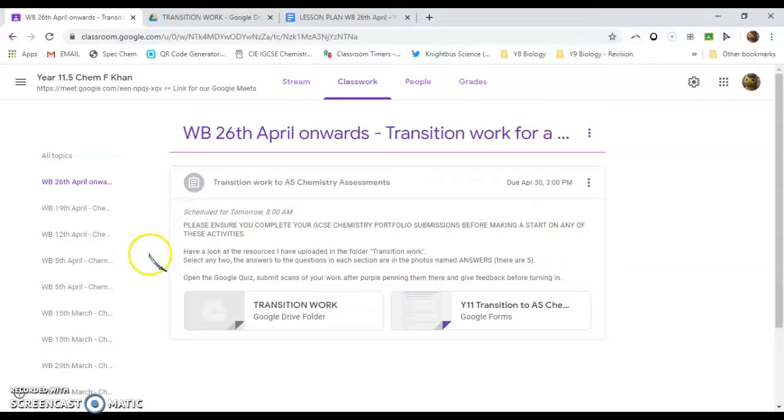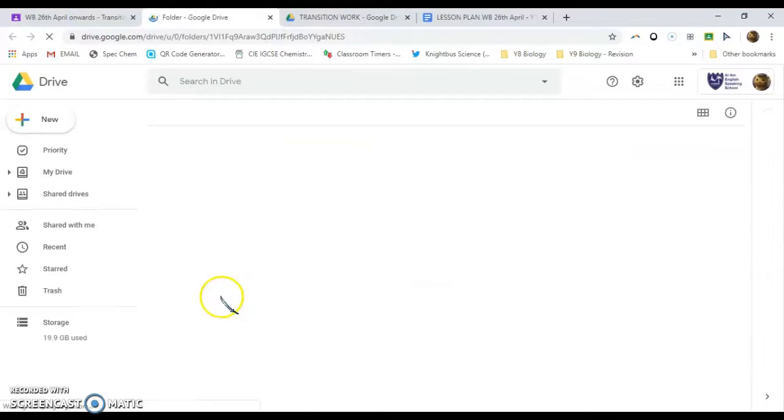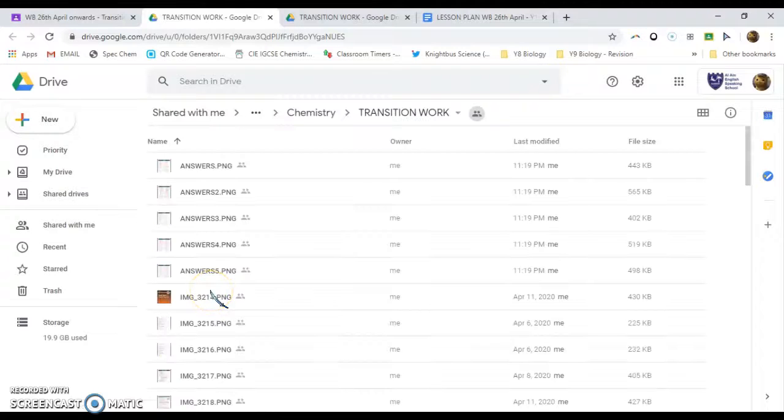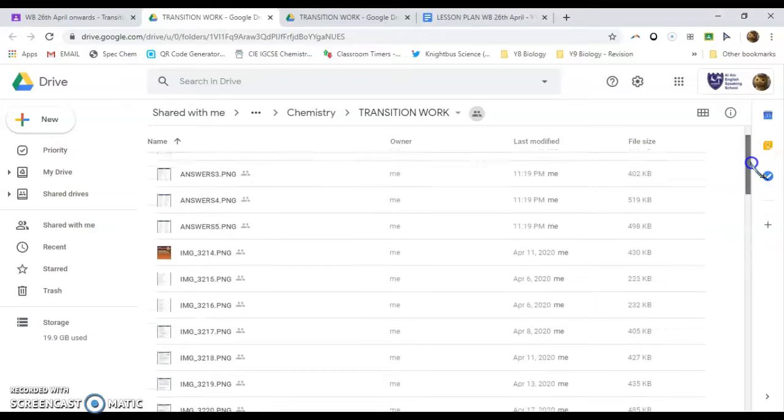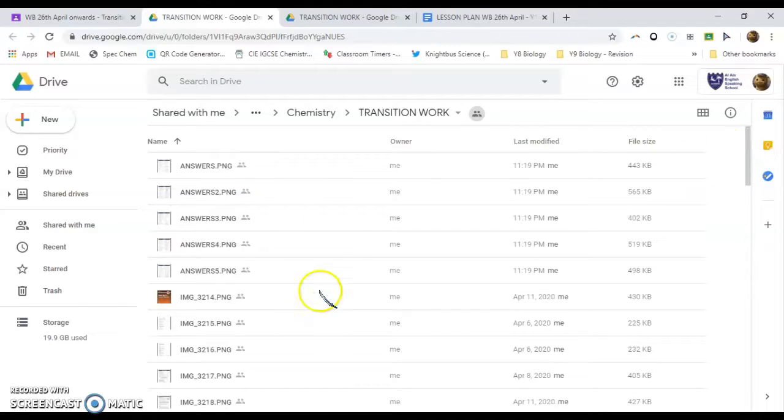So what you need to do is first and foremost have a look at the resources I've uploaded in the folder, which is called Transition Work. Now, the folder looks a little bit plastic, a little bit artificial, but I'm just going to take you through some of these. And the reason why is because it's not very straightforward, but I have made sure that you can get your way around this one fairly quickly and easily.